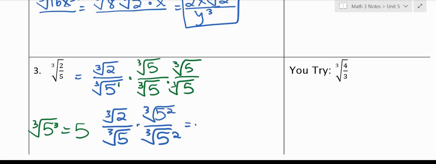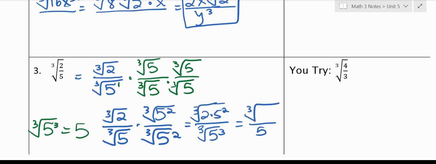So now when we go ahead and multiply this out, I get the cube root of 5 to the third, which is 5. And then when I put all of this under the radical, I get 2 times 5 squared, which is the cube root of 50. And then there's no perfect square, or perfect cube, I should say, that goes into the cube root of 50. And that's as far as we go.